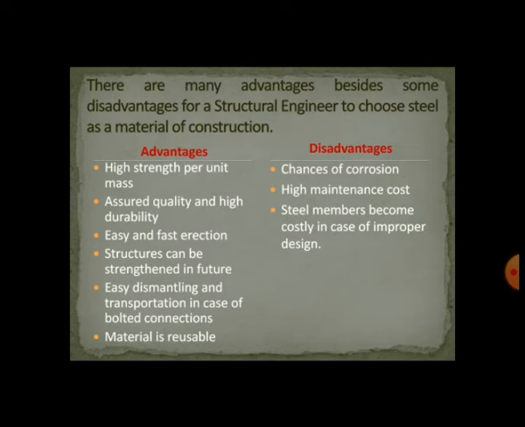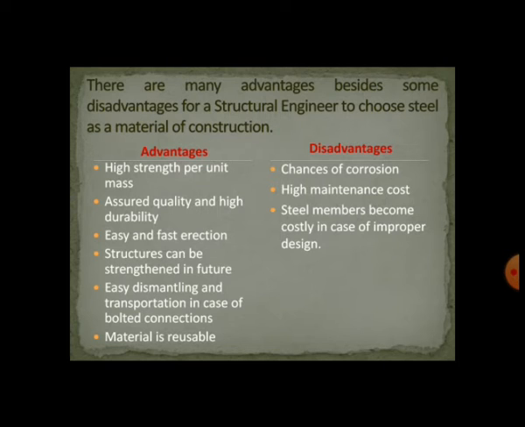Structures can be strengthened in future. Sometimes a situation may arise where you need to increase the strength of an existing structure, an old structure you need to strengthen. In such a situation you can increase its strength by welding or bolting some plates to the existing structure so that it can be stiffened. Old structures can be stiffened, which is not possible in the case of concrete structures. So this is one of the advantages of steel structures.